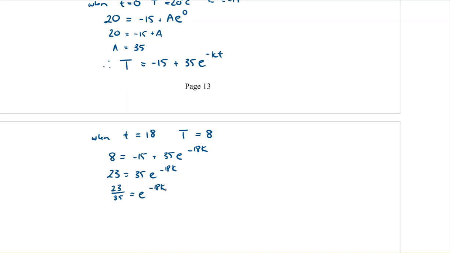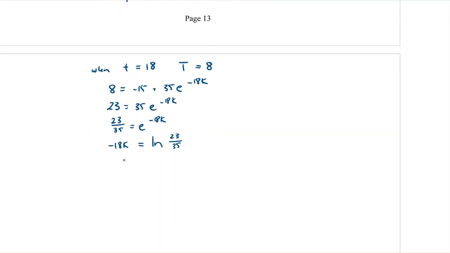Here comes the sliding base. So minus 18k, the e is sliding across to be log base e, but we shorten that to ln of 23 over 35. And then we just divide by minus 18. These questions can be long, but hopefully you're seeing they follow the same pattern all the time, as long as you can substitute into these things correctly and rearrange them.